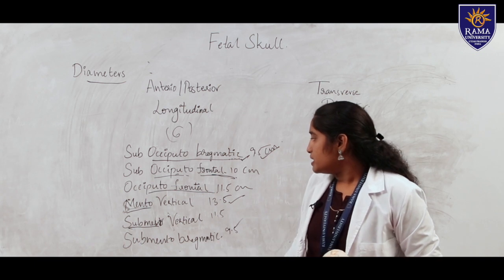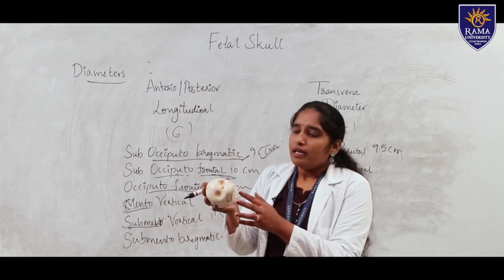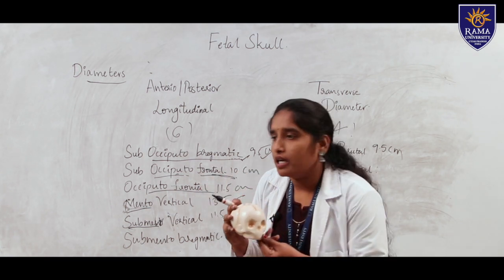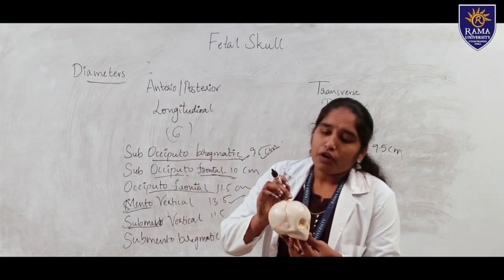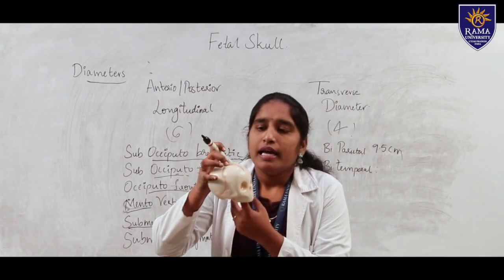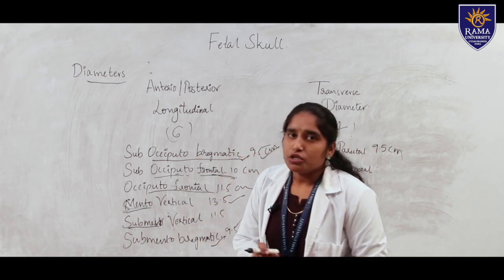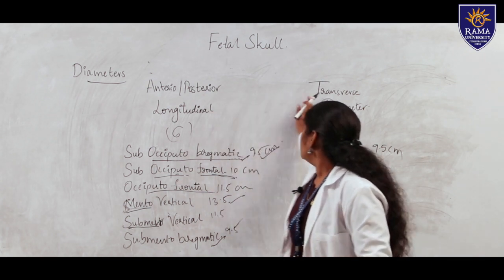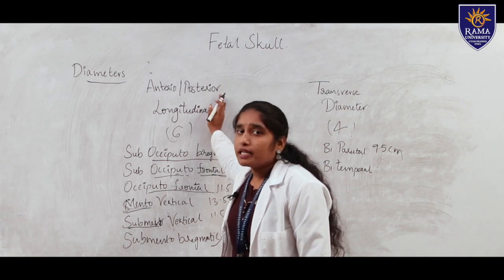Then the last one is submento-bregmatic. It is the distance from where the chin joins the neck to the bregma, the center of the anterior fontanelle. It is called the submento-bregmatic diameter. So understood? Of the anteroposterior longitudinal diameters, a total of 6 are there.